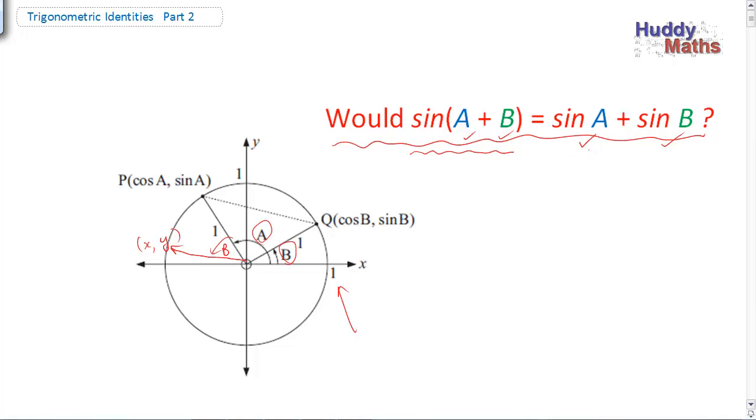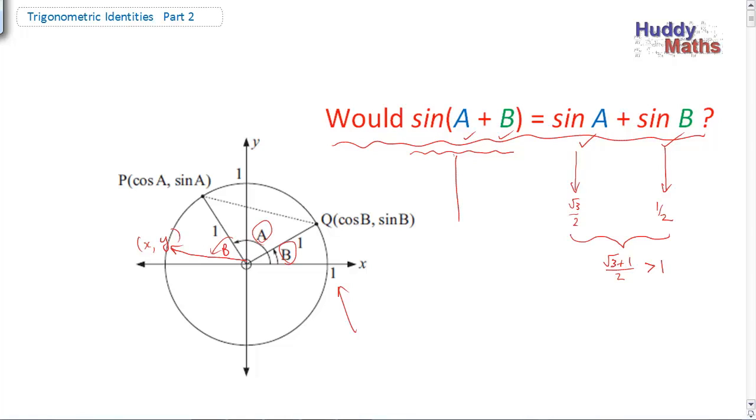What do you reckon? Would it be the simple sum? Don't know, because this could be as big as what? Root 3 on 2. And this could be, I'm just taking some examples here, a half. And if you added those two separate sines, what would you get? Root 3 plus 1 on 2. Root 3 is approximately 1.732, isn't it? Plus 1, approximately 2.732 divided by 2. Hey, that's greater than 1. So individual sines might add up to a value greater than 1.